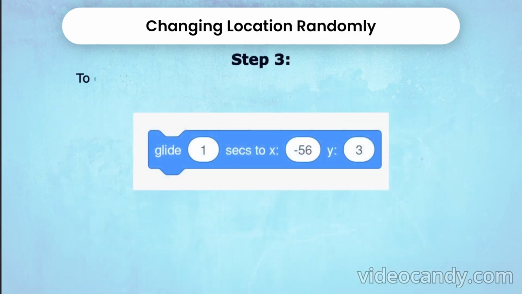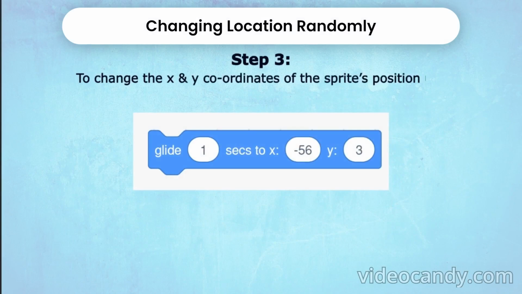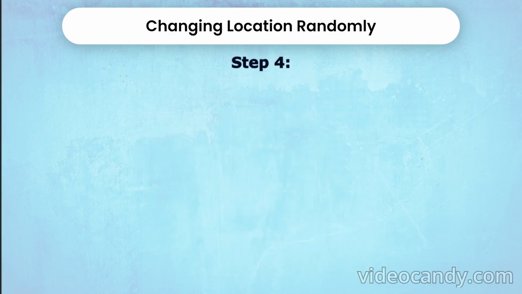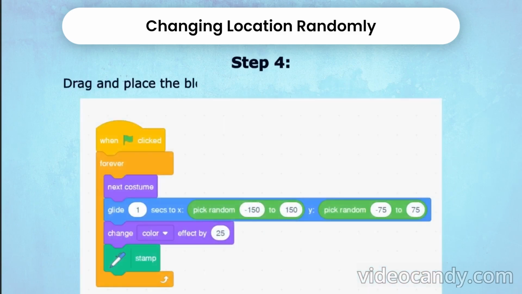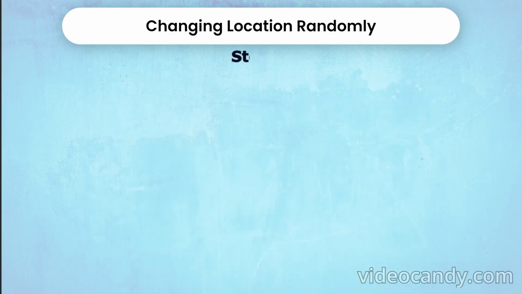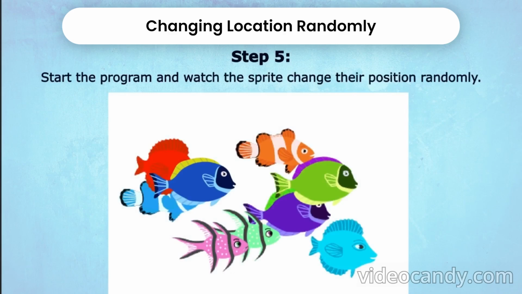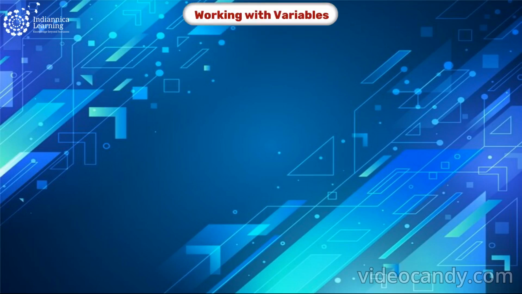Step 3. To change the x and y coordinates of the sprite's position, use any pick random 1 to 10 block in the glide 1 second to x: 0, y: 0 block. Step 4. Drag and place the blocks in the script area to create the script. Step 5. Start the program and watch the sprite change its position randomly.